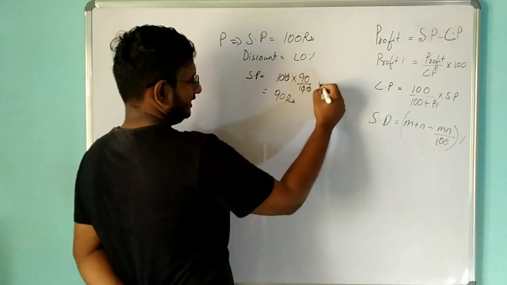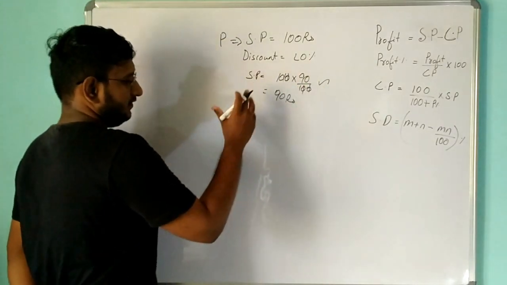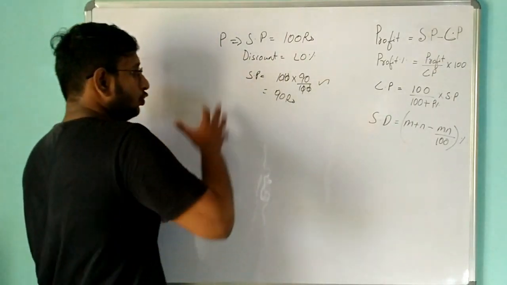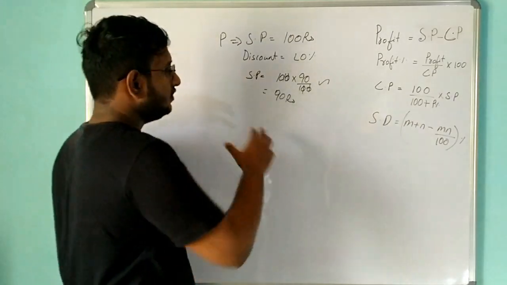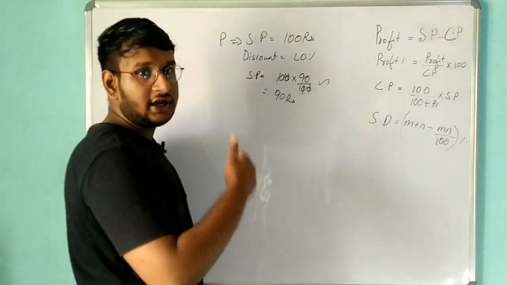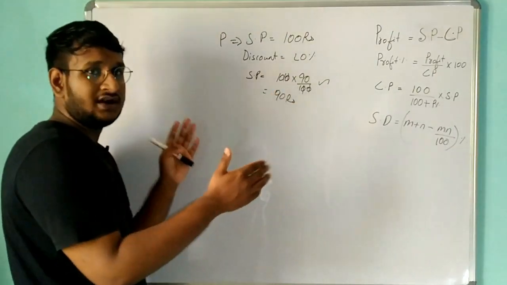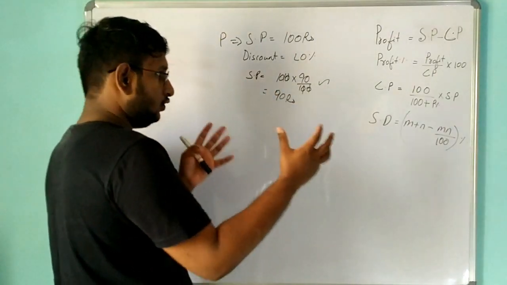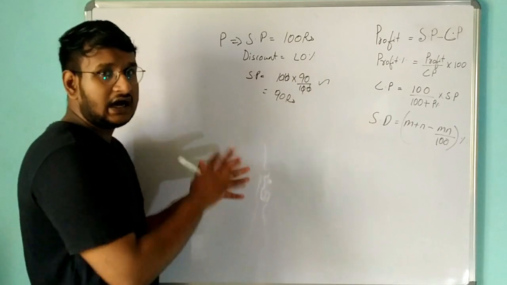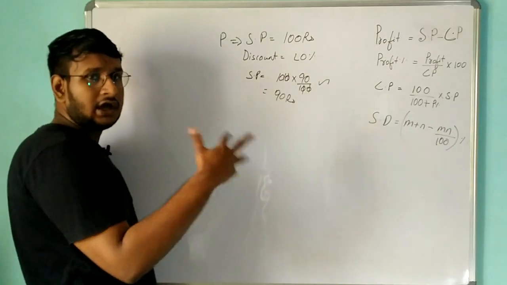This is just a percentage concept that we have learned already. We are calculating 90% of 100, which is nothing but 90 rupees. So this is the discounting concept. If it is 5%, then we will be calculating for 95%. If it is 8%, then we will be calculating for 92%. We are just subtracting the discount percentage from 100, then calculating it in amount, like 90% of SP. This is a simple concept, discounting.